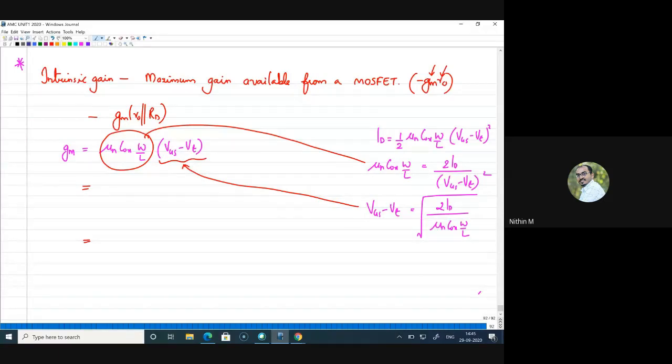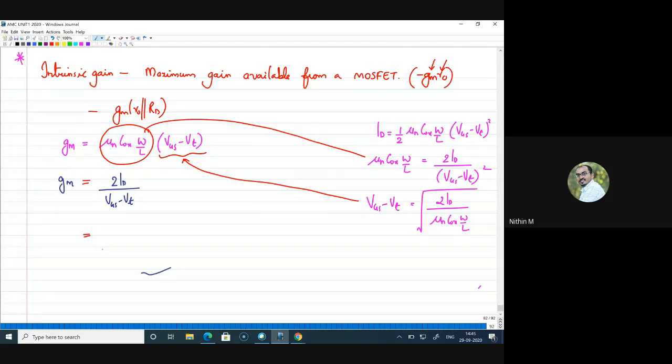First, I'll substitute for mu n Cox W by L from this. Then I will get gm as 2 ID by VGS minus VT. This is also one more equation for gm. Now I'll try for the third one. I'll substitute for VGS minus VT here. Then I will get it as under root of 2 ID mu n Cox W by L. That is also gm. So after writing the intrinsic gain, I just gave two other expressions for gm. Those can be obtained by rearranging the drain current equation.